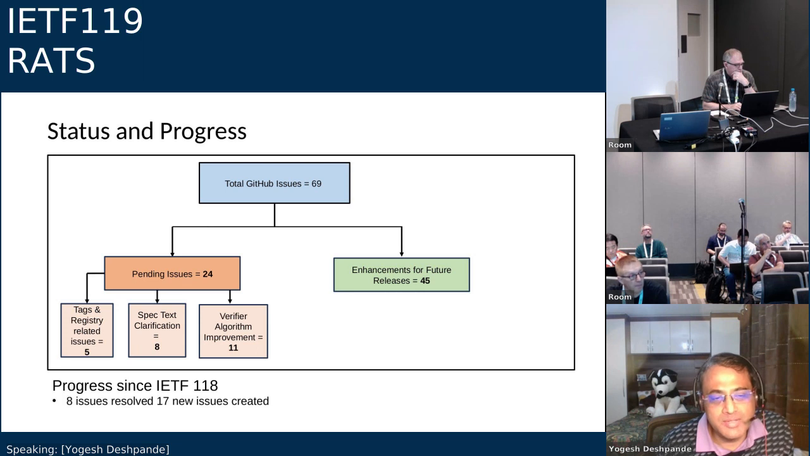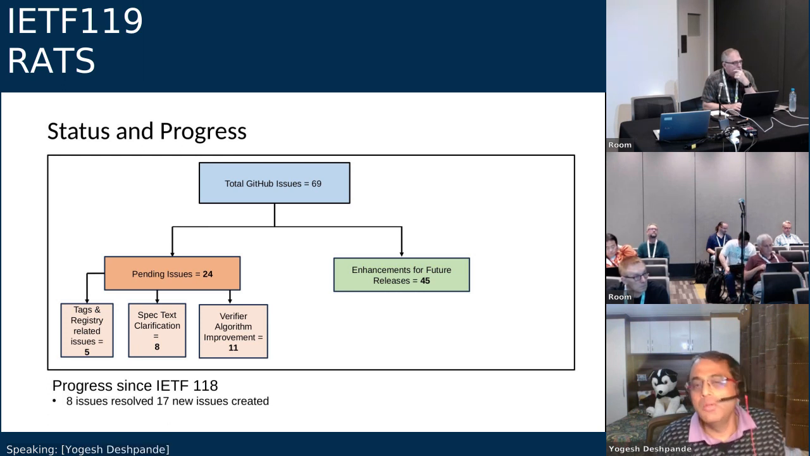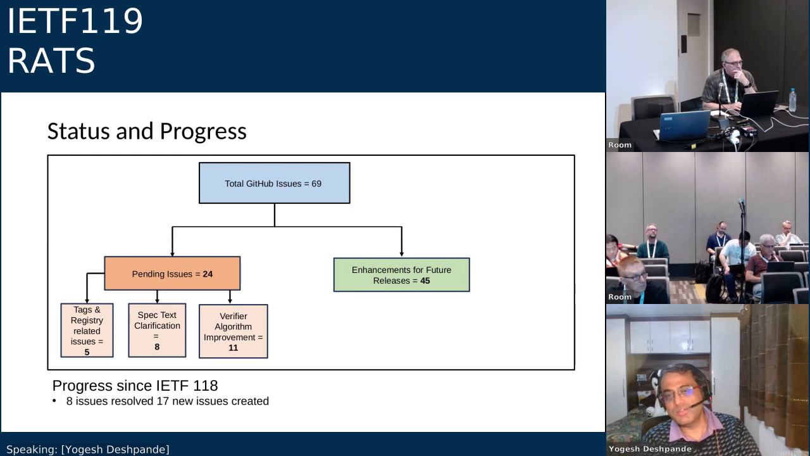issues asking for CBOR tags and registry related issues, and then there are some text related issues clarifying certain actual content of the Corim draft, and then the verifier algorithm improvement needs. When we were trying to simplify, they created a lot of issues which we need to effectively work upon. And on the right are enhancements which can be done for future releases. The number looks high because a lot of duplicate issues are there, but mostly they are issues like CoSWID examples, how to document CoSWID examples, and extensible RIM freshness, and those kinds of advanced features are there as part of the enhancements.